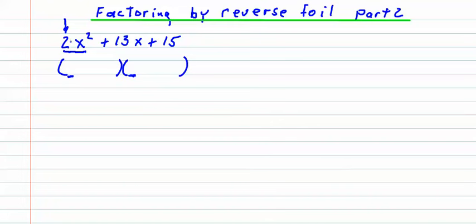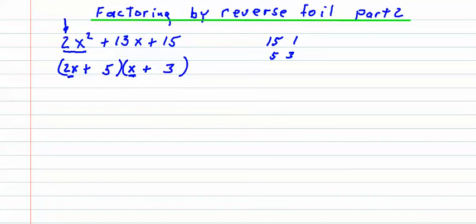The process is the same, but instead of having x and x like we had yesterday, we're going to have 2x and 1x. All right? The reason being is 2x times 1x gives me 2x squared. Now we're going to look at our factors of 15, which are 15 and 1 and 5 and 3. And we're going to put them in here. All right? And then we're going to check. Because it's plus and plus, we know we're going to have a positive, and we put in 5 and 3.